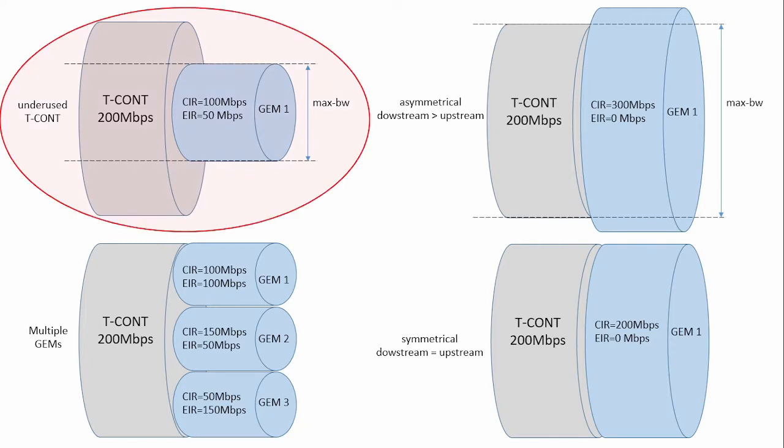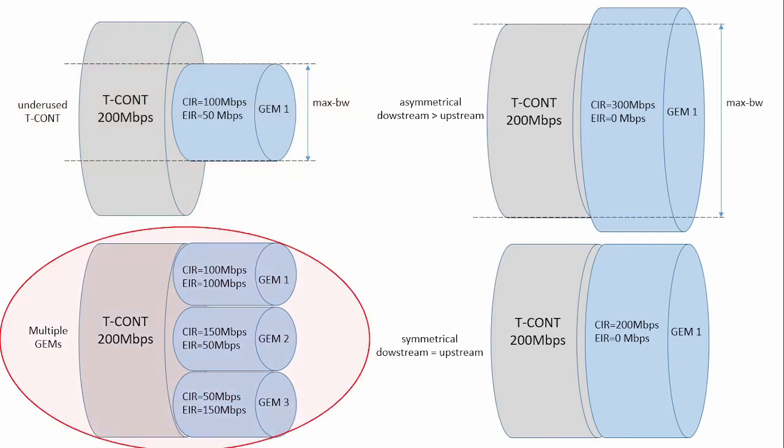In case only one GEM is mapped to a TCONT, we must be careful that the bandwidth set in the GEM traffic profile is not lower than the bandwidth set in the TCONT, since the lower bandwidth between GEM and TCONT is what will actually limit upstream traffic. The GEM traffic profile has the parameters CIR, or committed information rate, and EIR, excess information rate. So the maximum bandwidth in the GEM will be the sum of committed and excess rate.